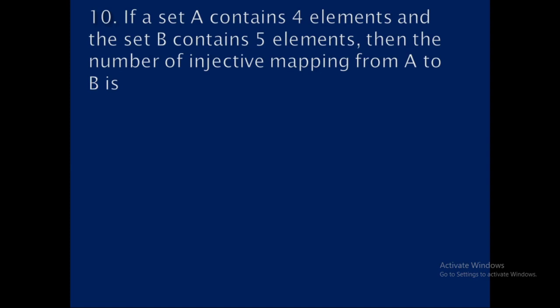Example number 10. If a set A contains 4 elements and set B contains 5 elements, then the number of injective mappings from A to B is, injective means one-one functions from A to B. Option A 60, option B 120, option C 77 and option D 144. Here first recall the results.